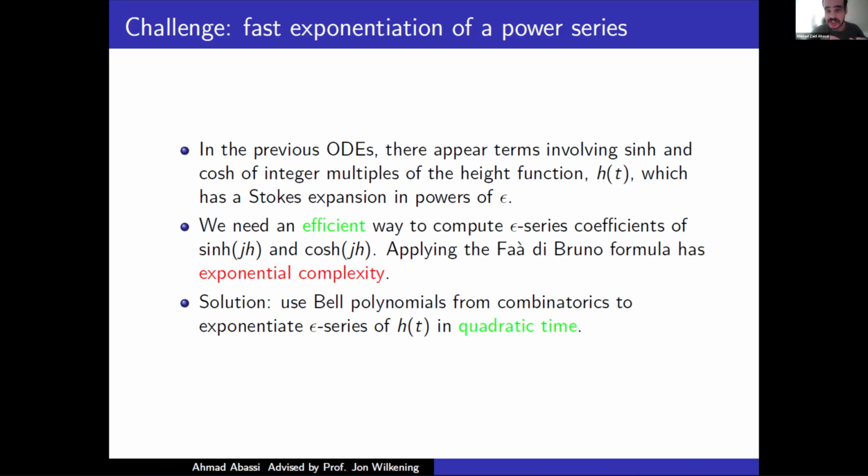A naive way would be to realize that we need to compute high-order derivatives of a composition of two functions where the outer function is an exponential, and the naive way would just be to use the Faà di Bruno formula, where the problem is that the complexity grows exponentially with the order of the derivative. Now, the thing to realize is that since the outer function is not a general function like in the Faà di Bruno formula generally, but is specifically an exponential, this means that we can use the Bell polynomials from combinatorics to get the epsilon series of an exponential of the height function or integer multiples of it in quadratic time. The complexity grows quadratically only with the order of the derivative, which is quite nice. And it turns out that the Bell polynomials actually appear implicitly in the work of Faà di Bruno, even though his formula predates them. I think Bell published his groundbreaking paper in the early 30s or 20s, I forget.